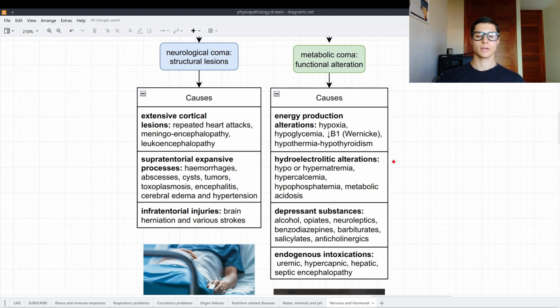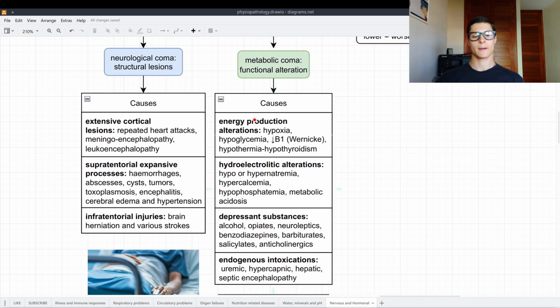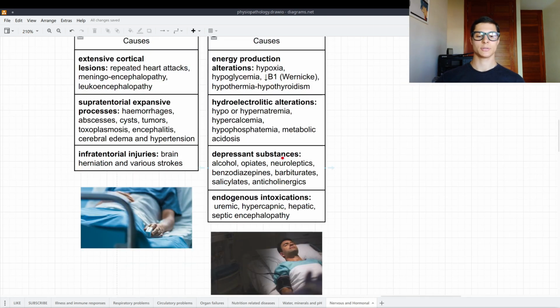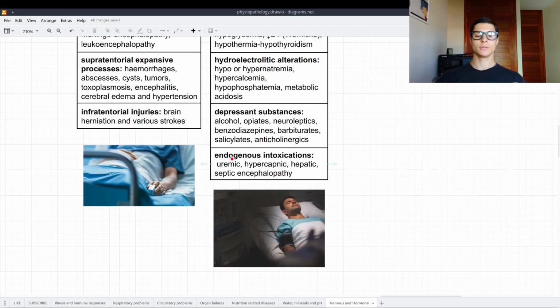The causes of the metabolic one are energy production alterations due to hypoxia, hypoglycemia, lower vitamin B1 because it creates Wernicke encephalopathy, very important, hypothermia or hypothyroidism. Another cause is hydroelectrolytic alteration, depressant substances, for example alcohol, opiates, neuroleptics, etc., and also endogenous intoxications: uremic, hypercapnic, hepatic, septic encephalopathies.